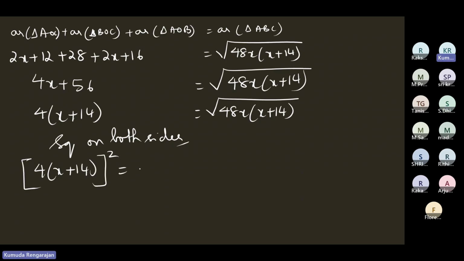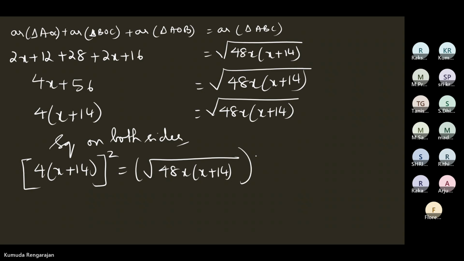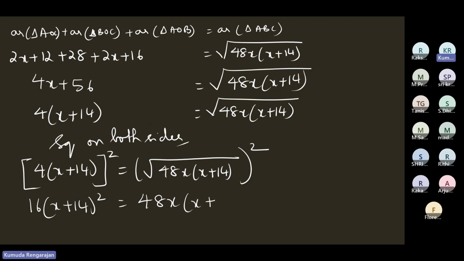is equal to square root of the whole square. So this becomes 16 into x plus 14, the whole square, is equal to, here the square root is eliminated, so 48x into x plus 14. Tell me if I'm clear till here. Yes, ma'am.